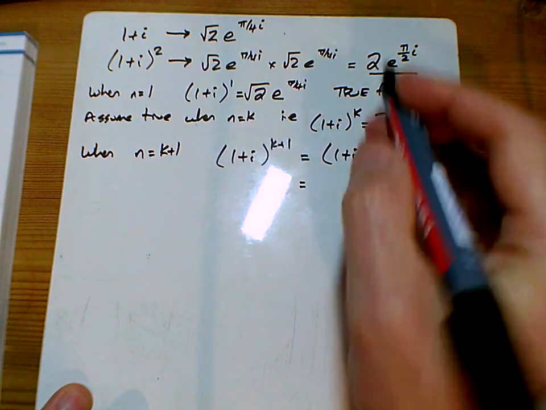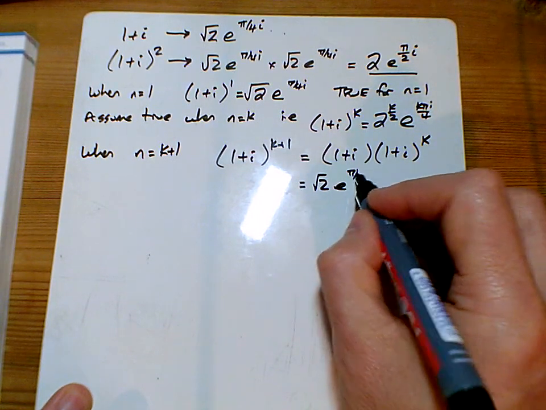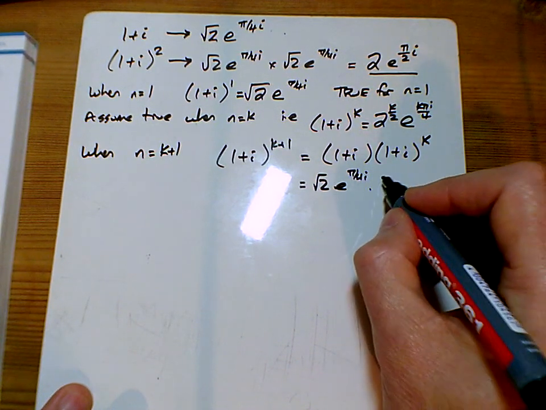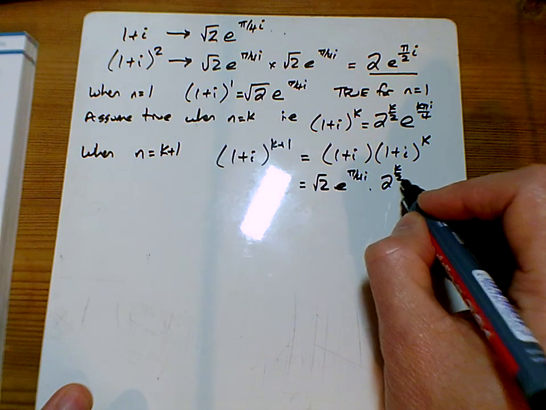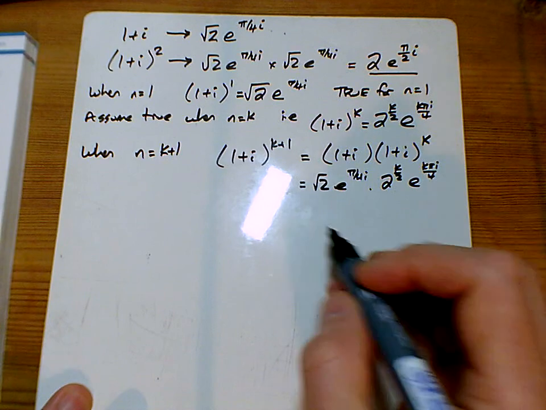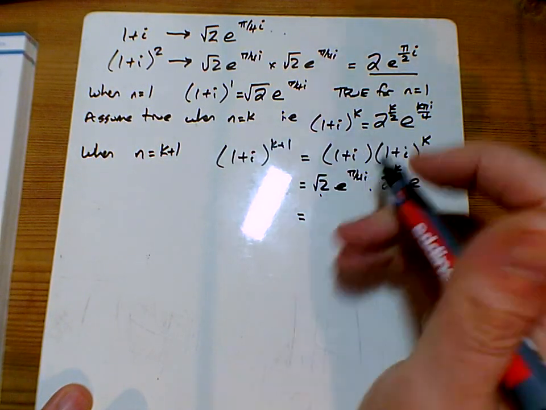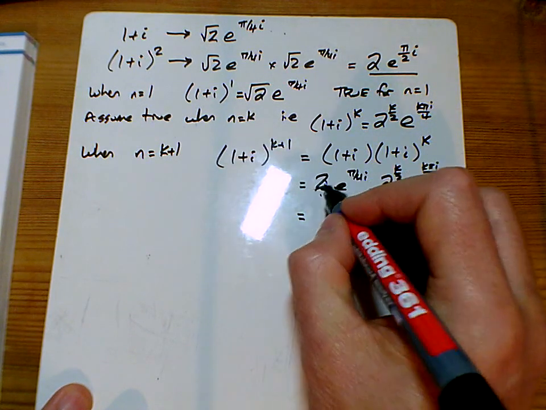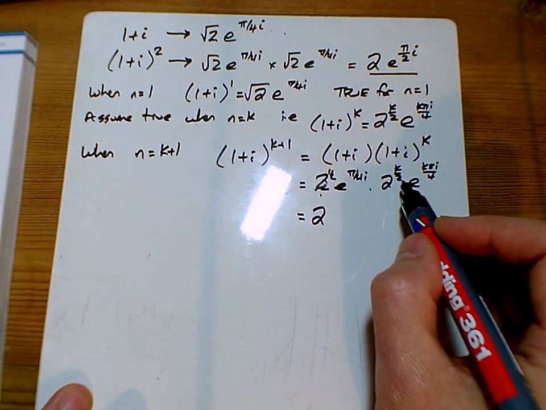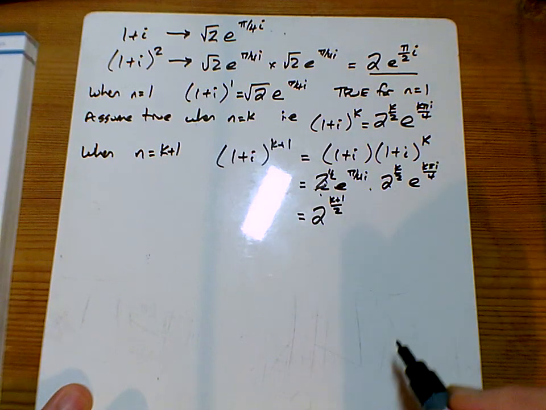Now 1 plus i we had earlier, which is root 2 e to the pi over 4i. And 1 plus i to the power of k is what we just had here. So that is 2 to the power of k over 2 e to the k pi i over 4. Now, putting these bits together, so let's just put that as 2 to the half there. So altogether there, we've got 2 to the k over 2 and another 1 over 2. So we've got k plus 1 over 2.